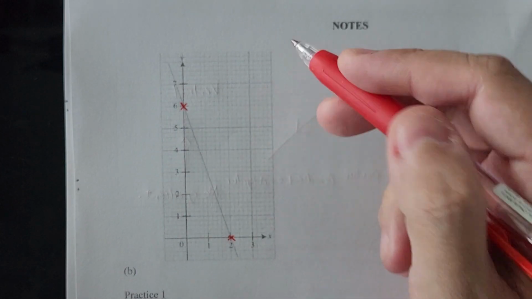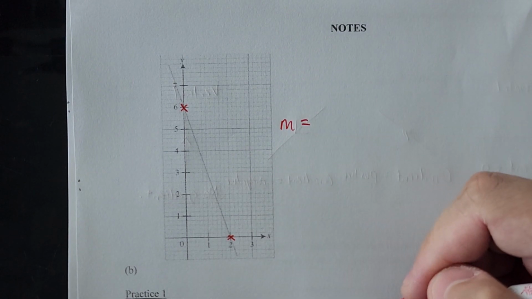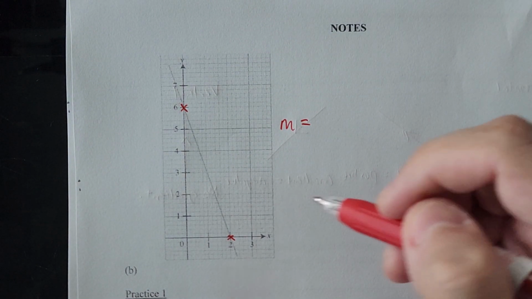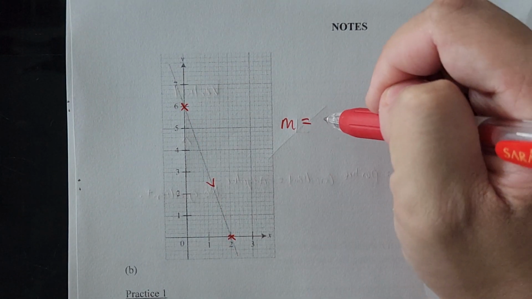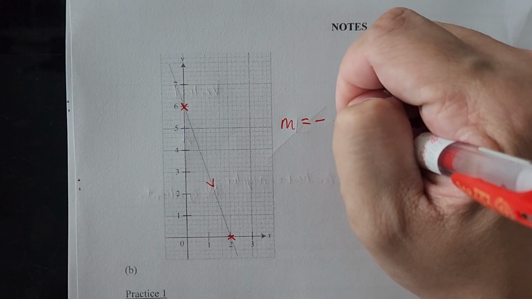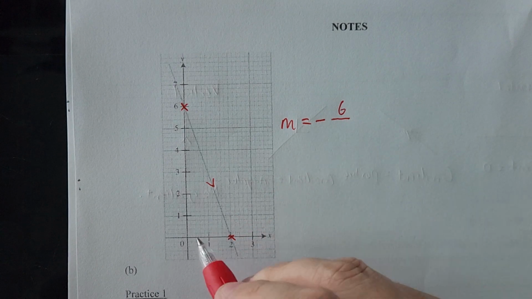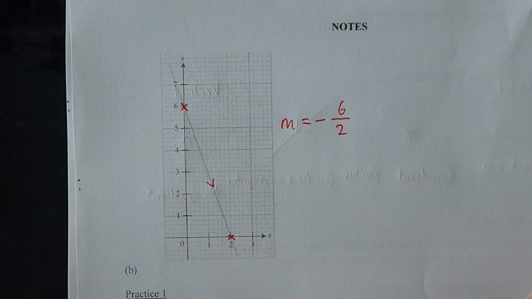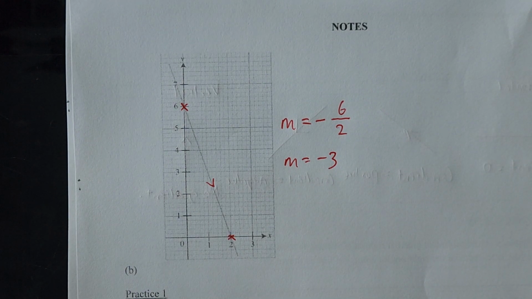It's on the axis. So my gradient, first thing, this line is going downwards. Left to right it is going downwards, so I add in a negative sign first. Then a fraction. The height is 6 units, the base is 2 units. Press a calculator to simplify. This is my gradient. It's going downward, so it's negative.